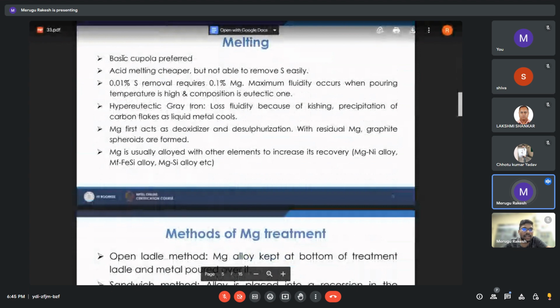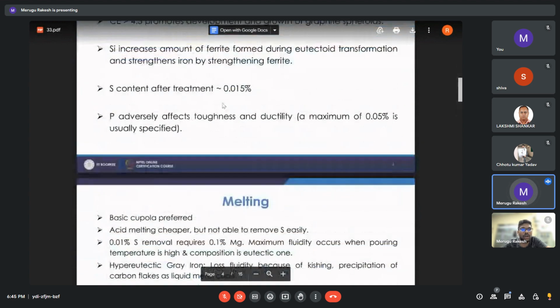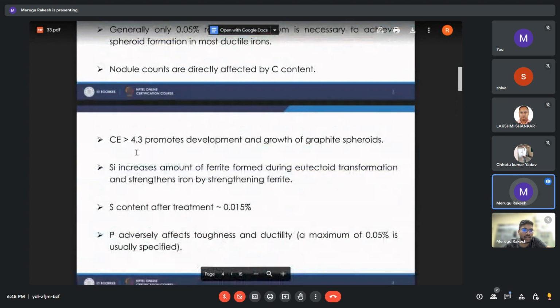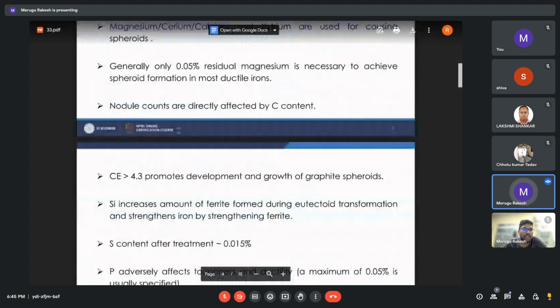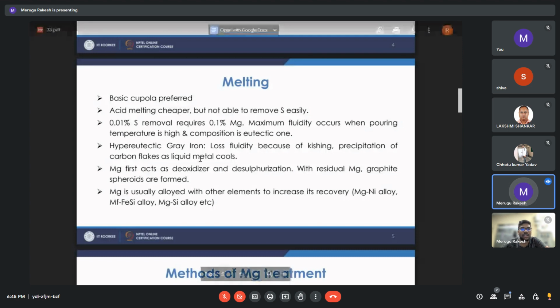Then for melting, we basically prefer the cupola, since we need to add these alloys, magnesium, cerium. It is better to use the cupola so that we can put them in layer by layer, instead of using acid melting, because acid melting is cheaper, but it doesn't remove the sulfur presence. So basically we need to remove the sulfur, for which we add magnesium.